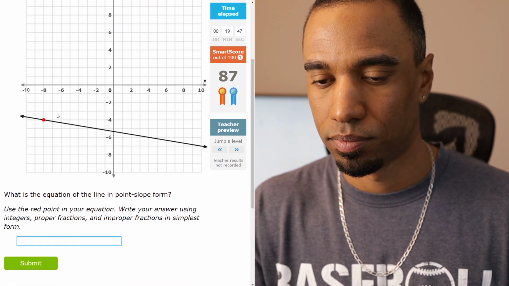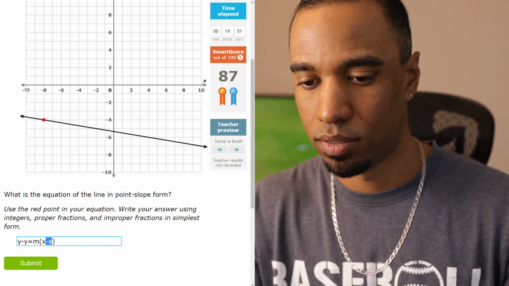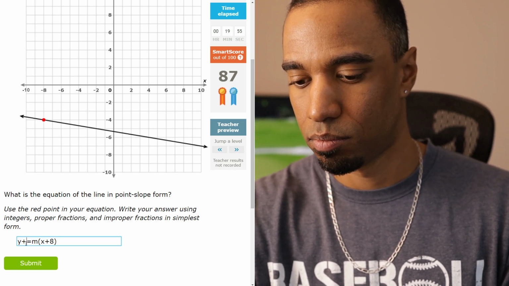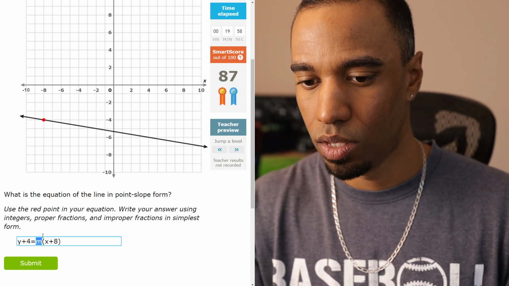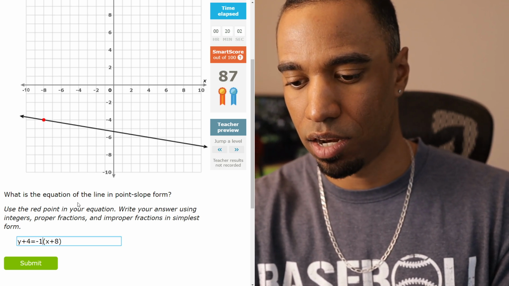Let's keep going. Plus 8, plus 4 for x1, y1, plus 8, plus 4. Slope is down 1 over, looks like 6, so negative 1/6.